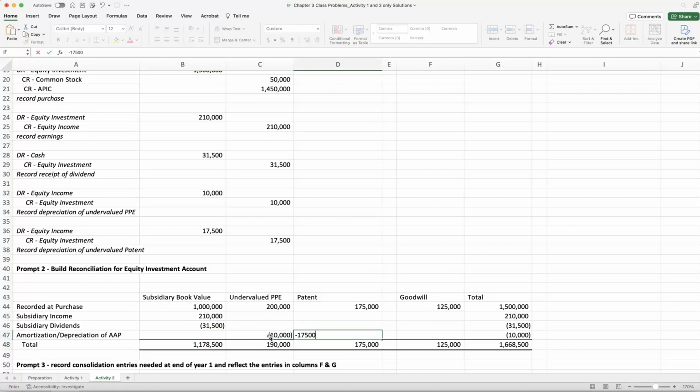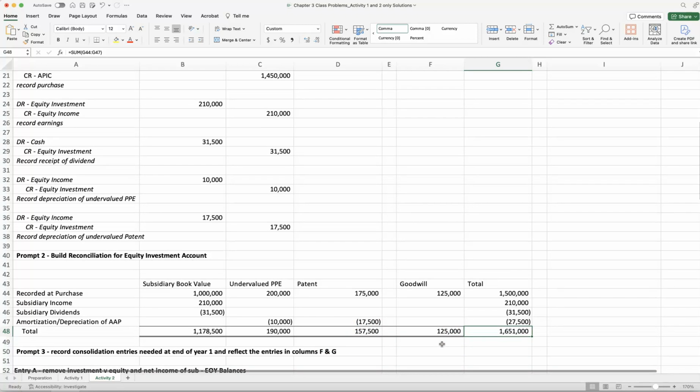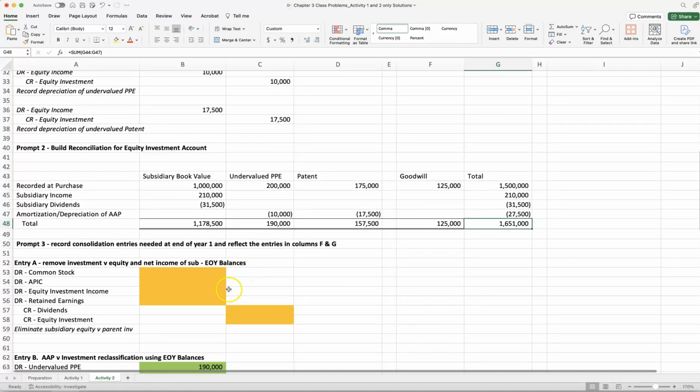So now I understand that of the balance that I have on my parent company general ledger, the $1,651,000, I understand the components that are associated with the subsidiary and the components that are associated with other items. And that's going to be our map that we're going to use when we get to consolidation. So what do we need to do for consolidation entries? Well, let's start and just remove the investment and the equity of the sub.